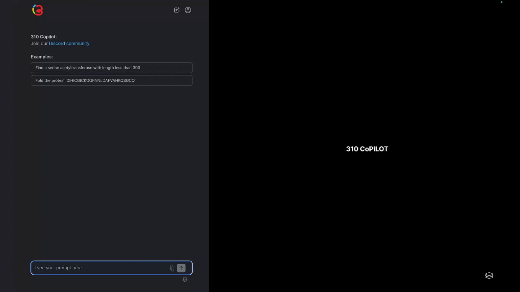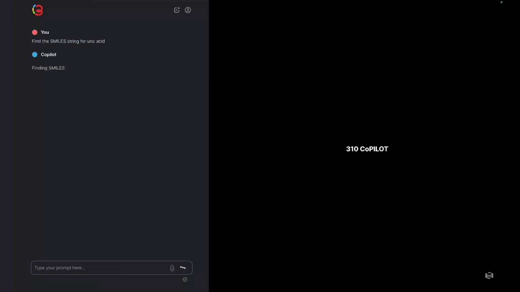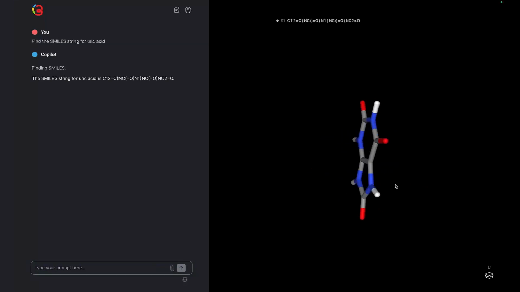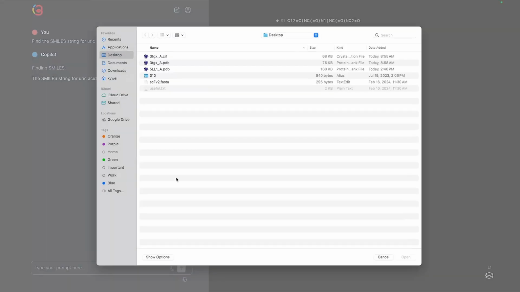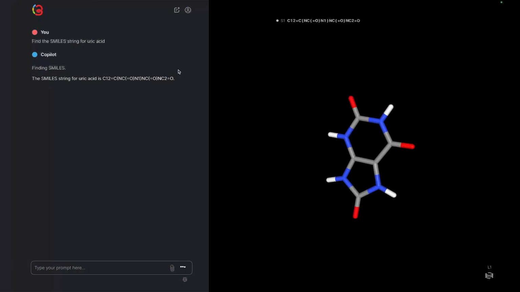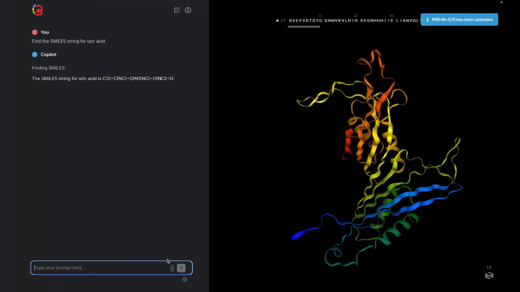in a PDB format. For the small molecule, let's use Copilot's built-in PubChem search function to find the SMILES string for uric acid. This finds the string and generates a structure to show in the visualizer on the right. For the protein structure, let's upload a PDB file using the paperclip icon. Uploads are automatically named, and here it's called U1.